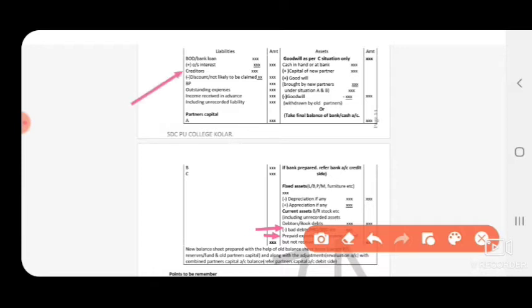Asset side, assets, liability side. So same liabilities, new balance sheet prepared with the help of old balance sheet. So whatever you get in the old balance sheet liability side, same you have to revise along with adjustment. So if you get bank loan, you have to add interest. If there is any adjustment, interest should be added here. Creditors, under creditors amount, discount you have to minus, and then outstanding expenses.